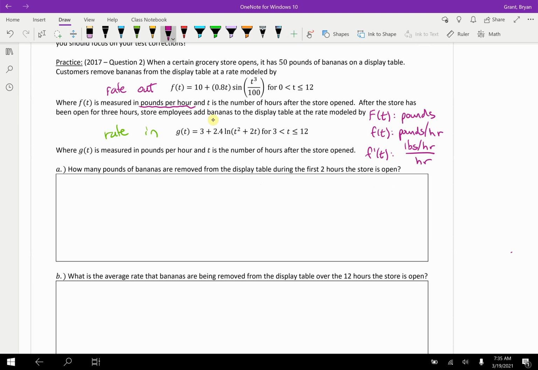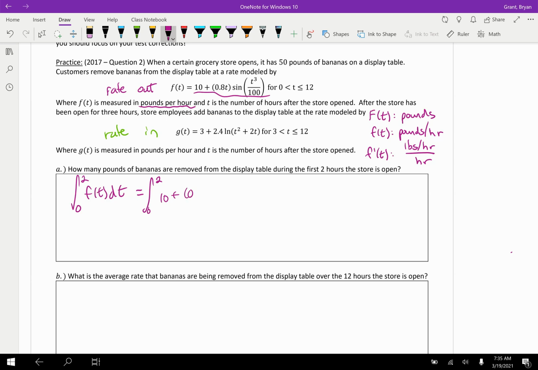All right, so to go from lowercase f of t to capital F of t, we need an integral. Remember, this integral is a fancy s. It means we're going to sum up all the bananas removed, starting at 0, ending at 2, using f of t dt. Now, you're trying to save time here. So I saw some of my students on my latest test go, okay, we're doing that, which means we're doing the integral of, and then they rewrote this whole equation.